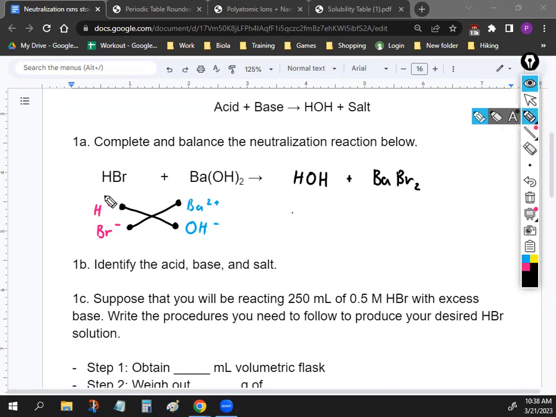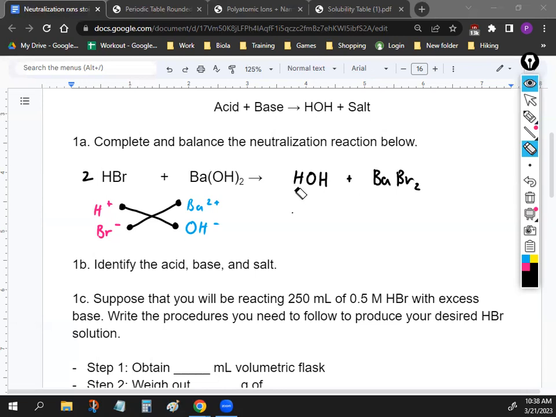If we take a look here, we've got 1 H here, 1 H here, so that's balanced. We've got 1 Br on the left, but 2 on the right. So which side needs more Brs? Left side, right? So we're going to put a 2 in front of HBr. That way we can have 2 Brs.